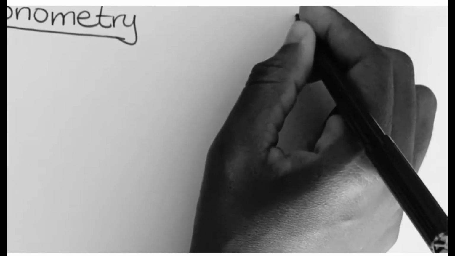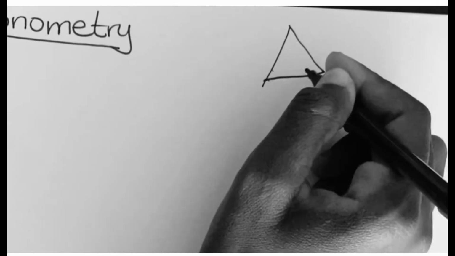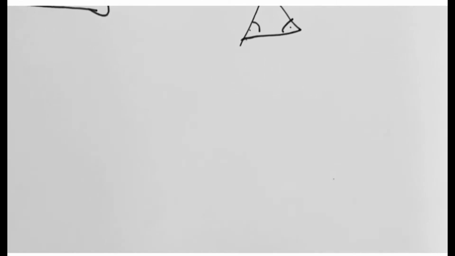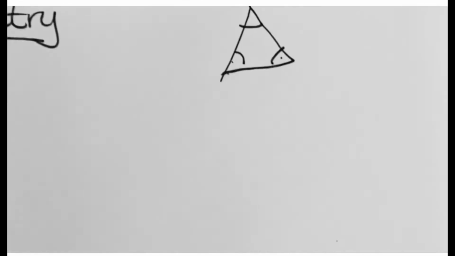Now, one of the main properties that we have to take note of is that the sum of the interior angles inside any type of triangle, the sum, this angle plus that angle plus that angle, should give me a total of 180 degrees.